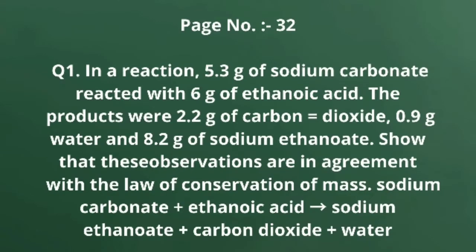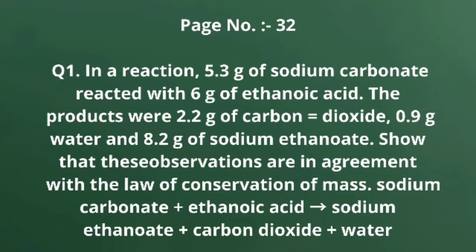In a reaction, 5.3 gram of sodium carbonate reacted with 6 gram of ethanoic acid. The products were 2.2 gram of carbon dioxide, 0.9 gram water and 8.2 gram of sodium ethanoate. Show that these observations are in agreement with the law of conservation of mass. Sodium carbonate reacts with ethanoic acid to give sodium ethanoate, carbon dioxide and water.